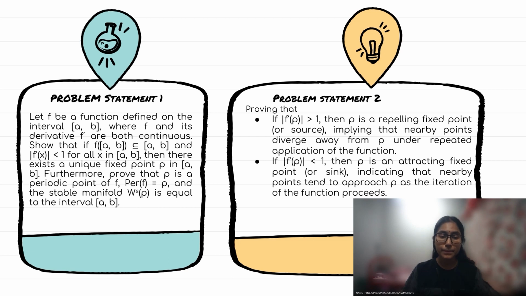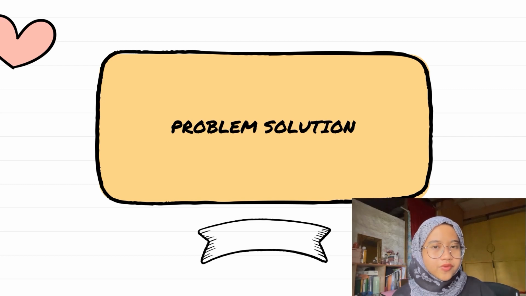Furthermore, we will prove that P is a periodic point of f and the stable manifold is equal to the interval [a,b]. And the second problem statement is we are going to prove that if the modulus of f prime(p) is more than 1, then p is a repelling fixed point or we call source, implying the nearby points diverge away from p under repeated application of the function. And the second one is if the modulus of f prime is less than 1, then P is an attracting point or we call sink, indicating nearby points tend to approach P as the iteration of the function proceeds.